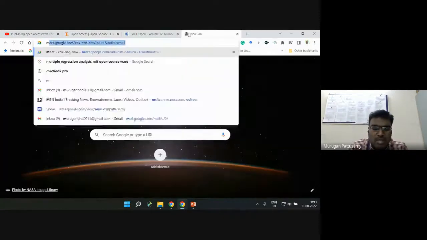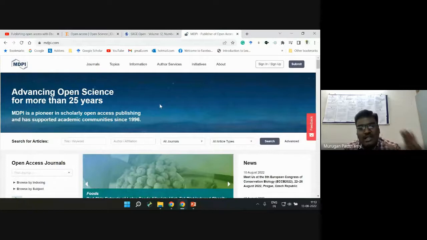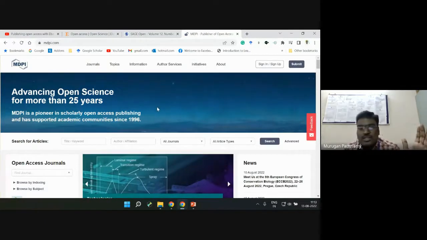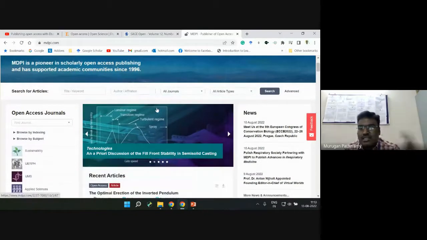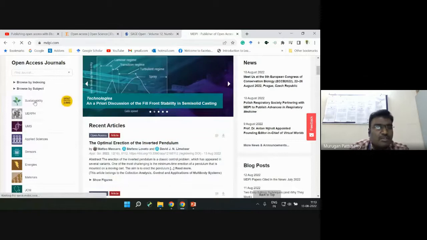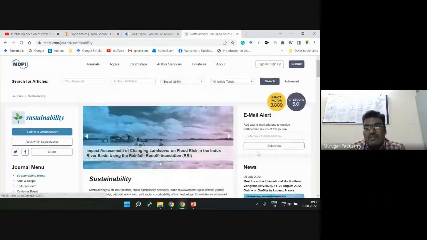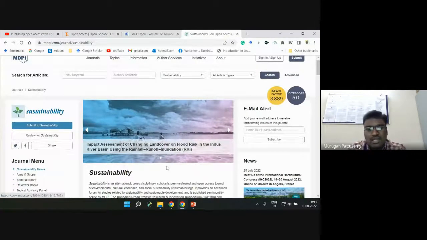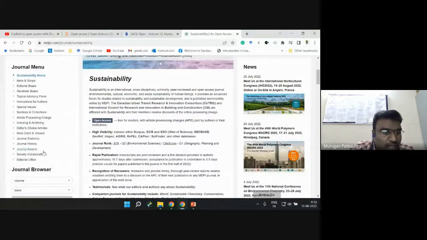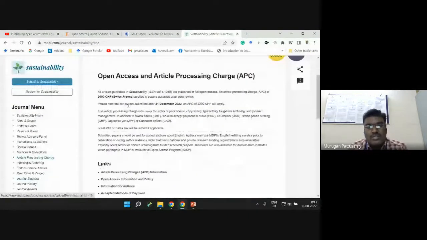Now, if you look at MDPI, entire journals published under the MDPI publishing house are complete open access only. They charge somewhere close to 1,000 to 2,000 currency units. You have to make that particular payment. For example, if you look at the Sustainability journal, this is one of the top journals in MDPI, having a 3.889 impact factor. Now, if you look at the APC charges for this journal, they might have mentioned it. Let me show you that. Yeah, article processing charge. All articles published in Sustainability are published in full open access, and an article processing charge of 2000 CHF, that is Swiss francs, applies to papers accepted after peer review.